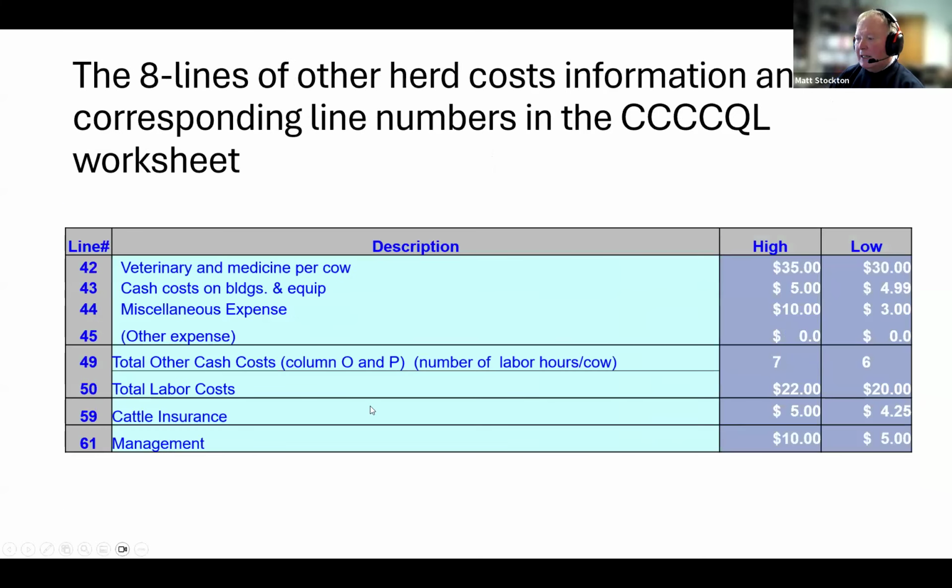All right. Last one are these lines here, which are, you got 42 to 45 and then 49.50 and all these numbers. Basically, veterinarian, between $30 and $35 for a vet charge per cow per day for the year. We got cash. I say it's going to be $5, so I went $4.99 to $5, so it's going to be really close to $5 no matter what happens. Miscellaneous expense is between $3 and $10 a head per year. And then I've got other expenses.